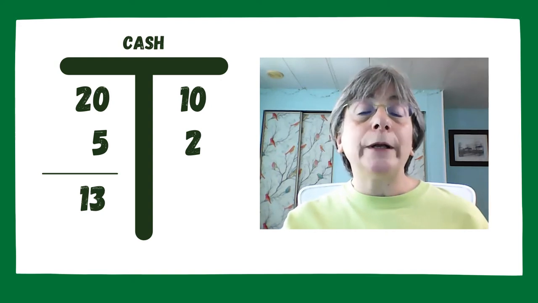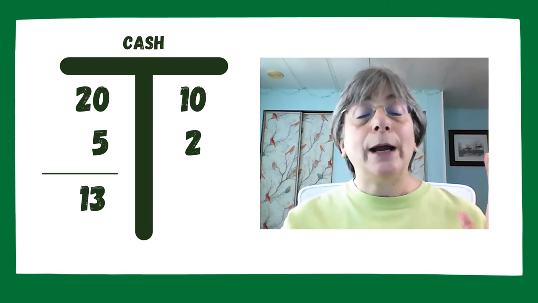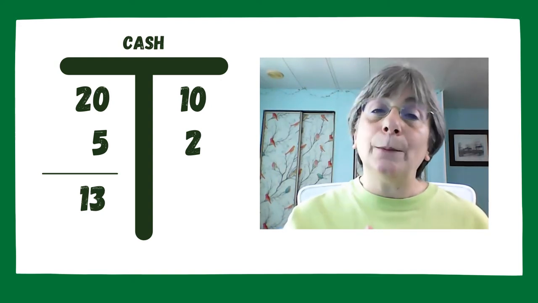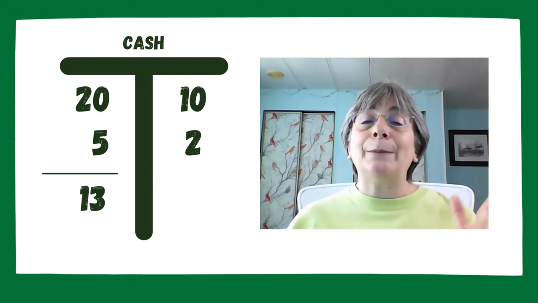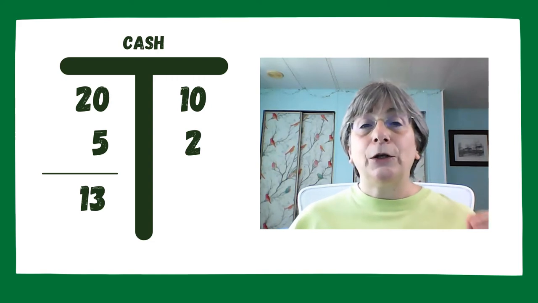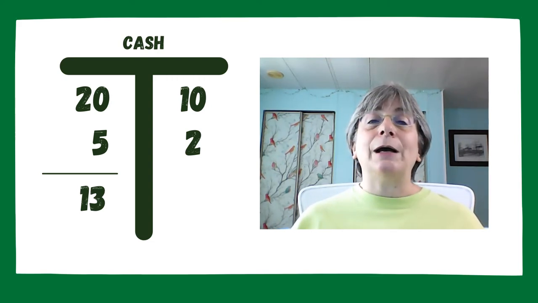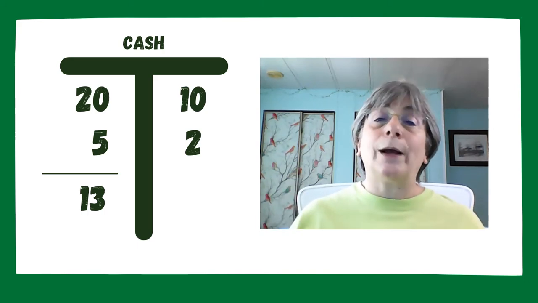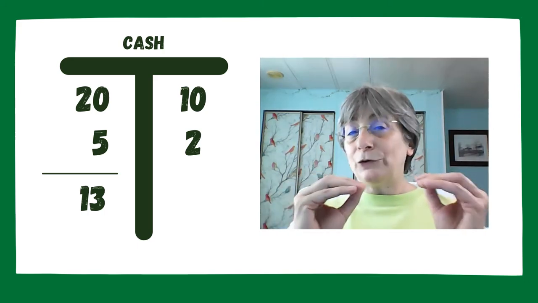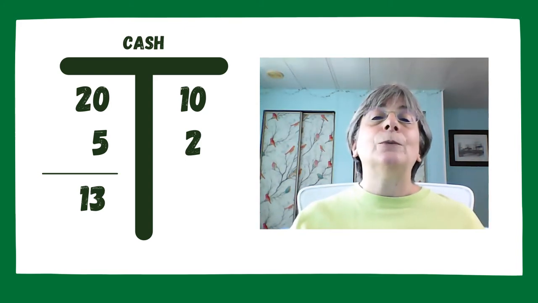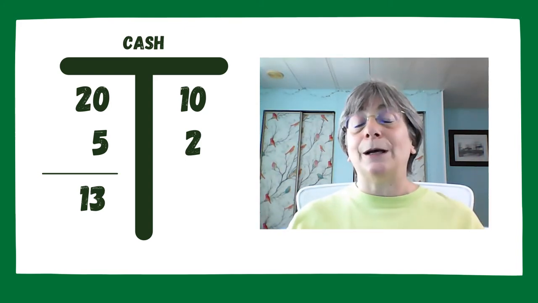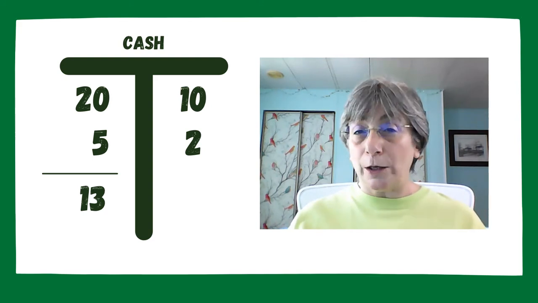So when you're totaling up your accounts, you're adding up your debits, you're adding up your credits, and you're finding the difference between the two. So if your debits are greater than your credits, it's going to go on the debit side. If your credits are greater than your debits, it's going to go on the credit side. You don't want to have balances on both of those columns. You want the difference between the two, and it needs to go either on the debit side or the credit side, depending on the account.